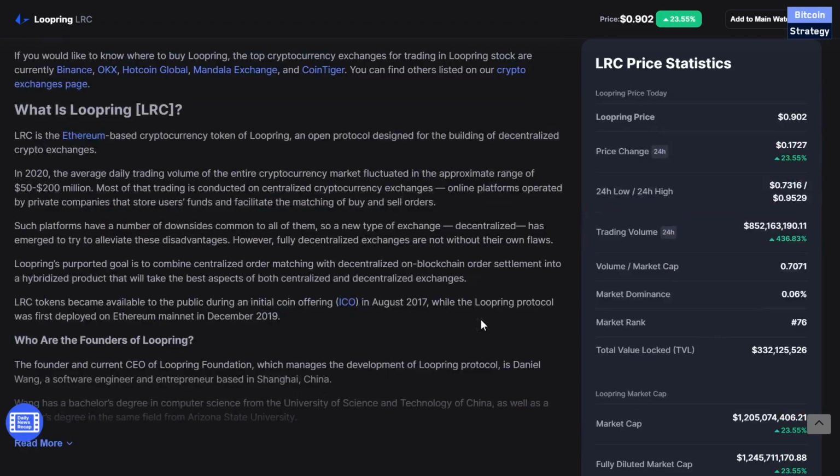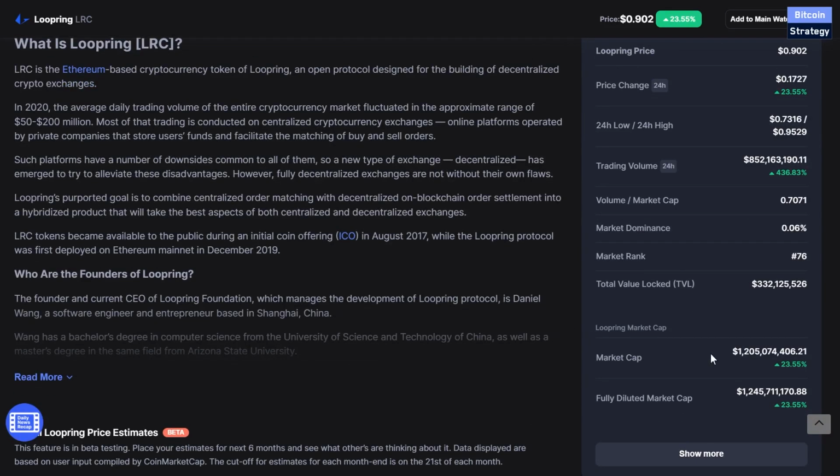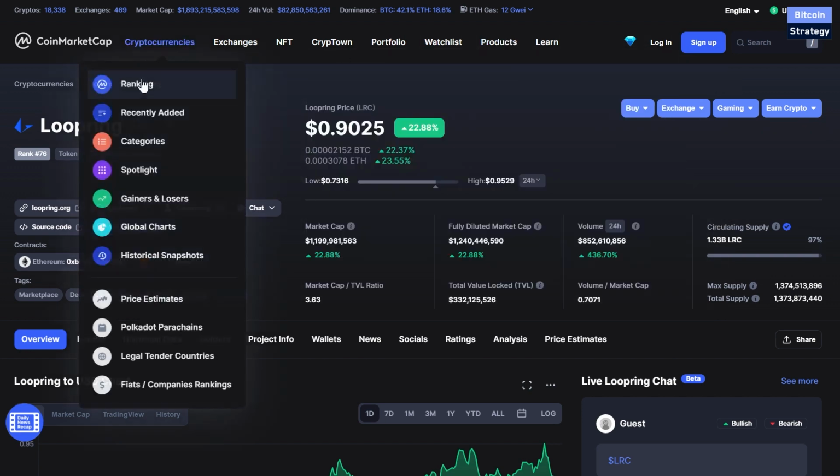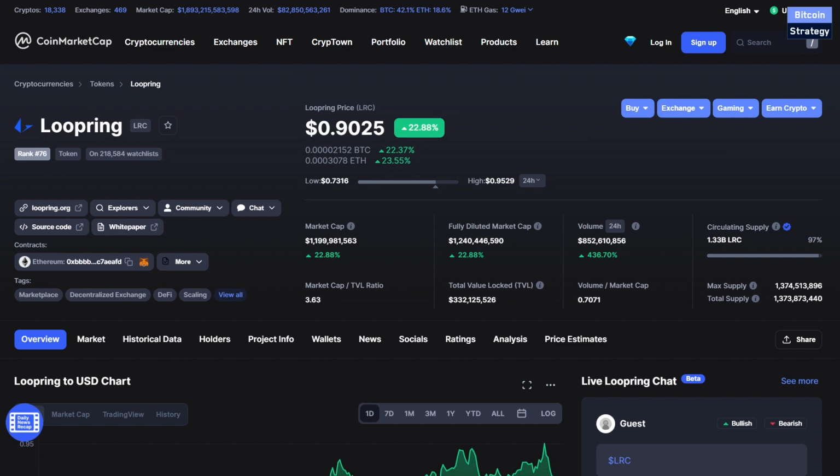It's now at market rank 76 with a market cap of $1.2 billion. And the interesting thing about Loopring is that its circulating supply is currently at 97%. So there isn't a lot of additional token inflation happening, something that's relatively uncommon among emerging altcoins.